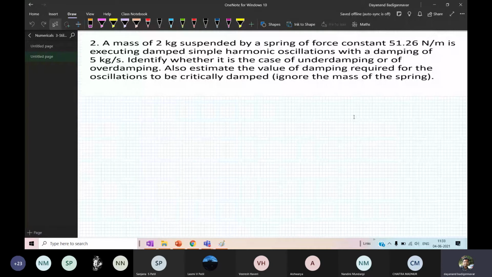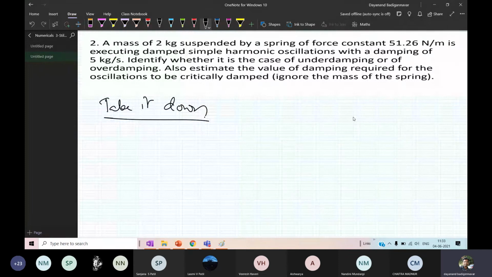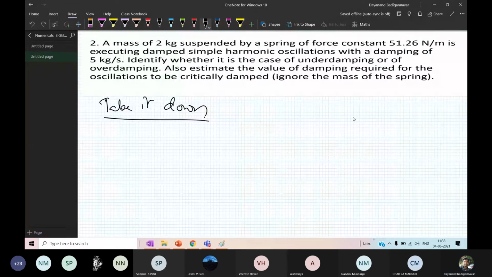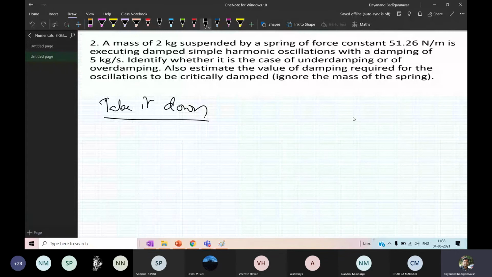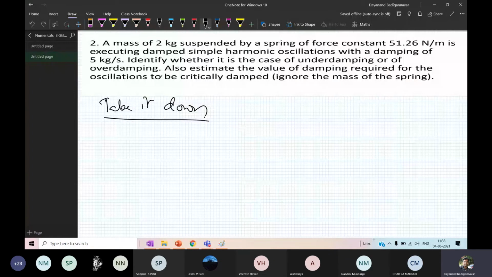Write it down, first very important problem. Okay, so take down first. I have put in a lot of effort to help you. Okay, let us solve it.